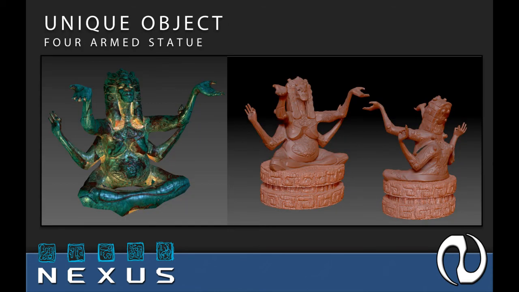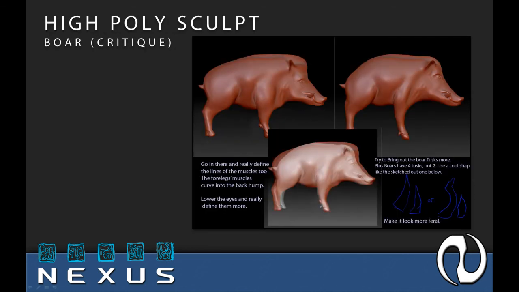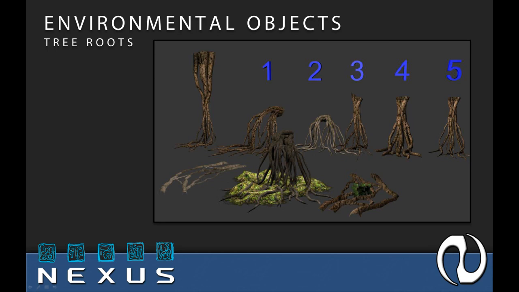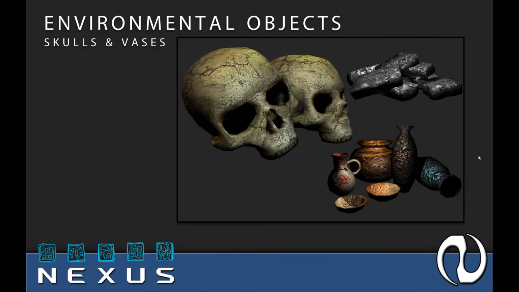So as I mentioned earlier, our artists are able to create unique set pieces for a given environment. This happens to be the statue that will contain the Nexus power, which is a main cinematic element of our game. This is the first pass of our initial enemy character, which is just a simple boar. Here are some tree roots that one of our environmental artists did, and it really adds to the feel of the level. And some additional environmental objects such as skulls and ceramics.